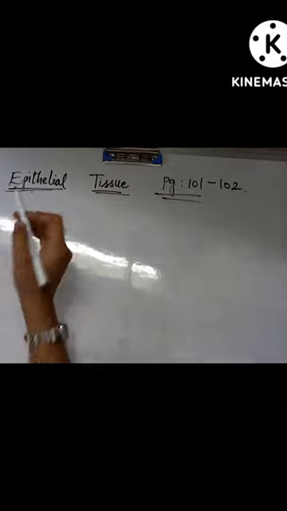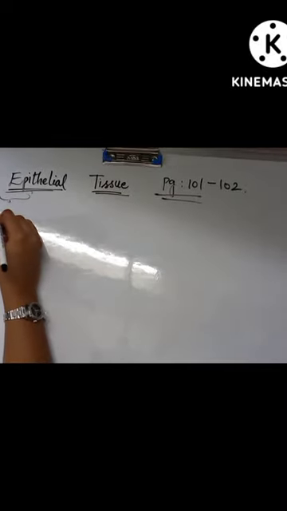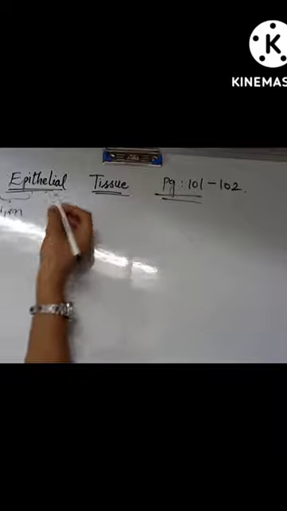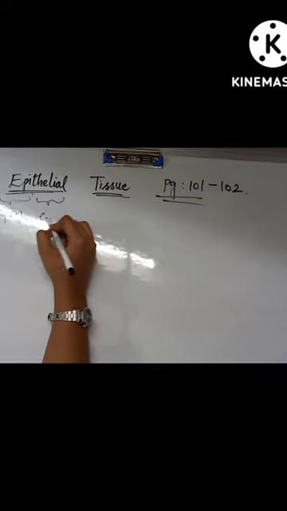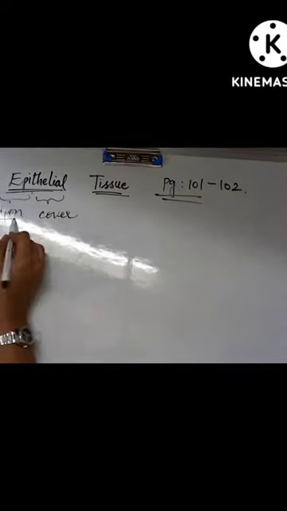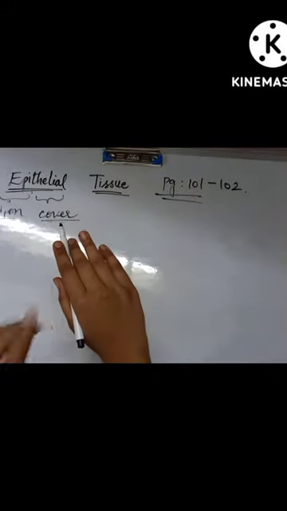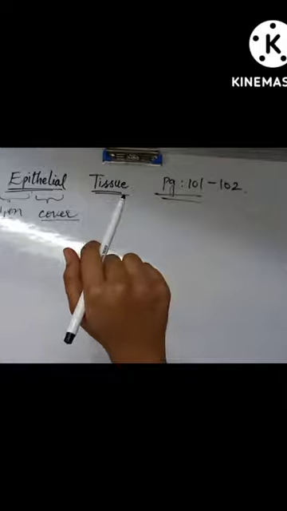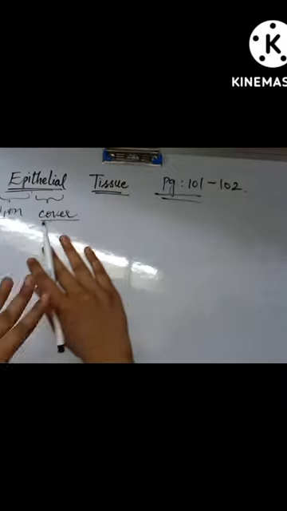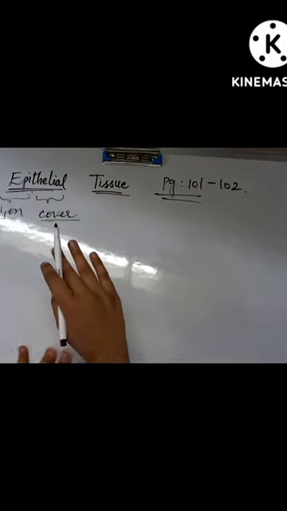Epithelial tissues. The first, epi, what is the meaning of epi? Epi means upon, and thelial means cover. So upon, cover. What is epithelial tissue? It is the topmost layer of our skin. This is our hand. So the topmost layer which we can see, it is called the epithelial tissue. These are the epithelial tissue.